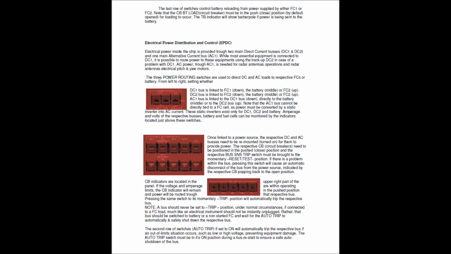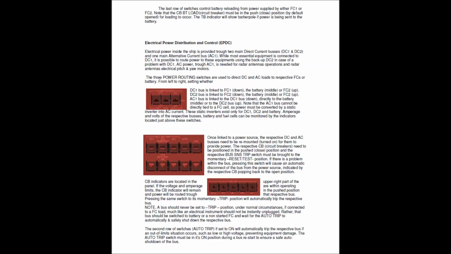Once linked to a power source, the respective DC and AC buses need to be remounted, turned on, for them to provide power. The respective circuit breakers need to be positioned in the push closed position, and the respective bus SNS trip switch must be brought to the momentary reset or test position. If there is a problem with the bus, pressing this switch will cause an automatic disconnect of the bus from the power source, indicated by the respective circuit breaker popping back into the open position.